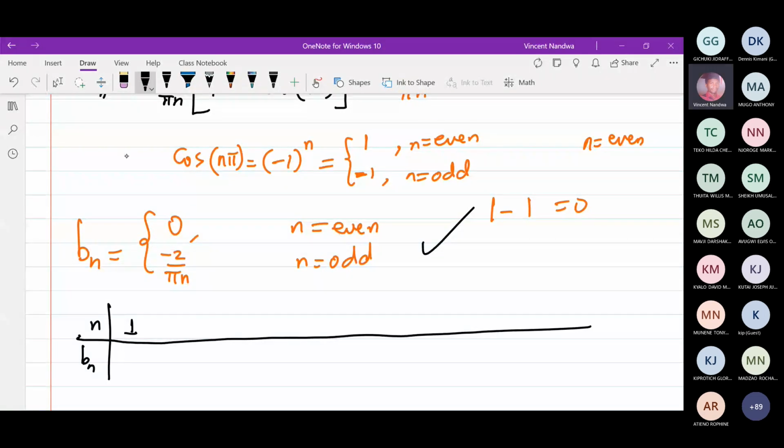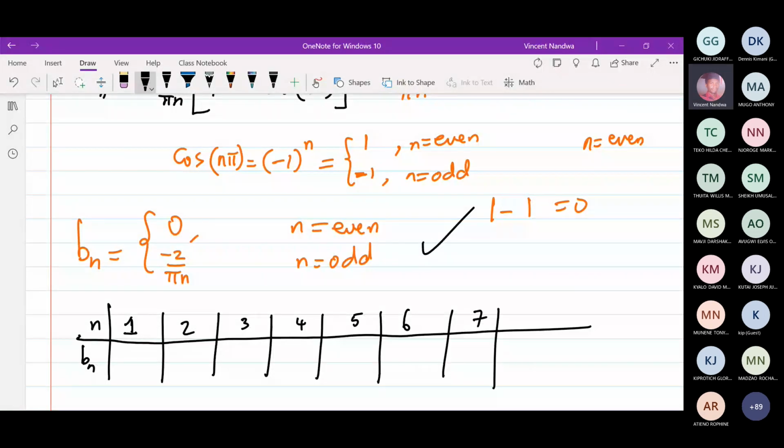When the value of n is 1, Bn will give us -2 over pi, because 1 is an odd number, so we are going to use this formula here. When n is 2, 0, because 2 is an even number. When n is 3, -2 over 3 pi, correct.